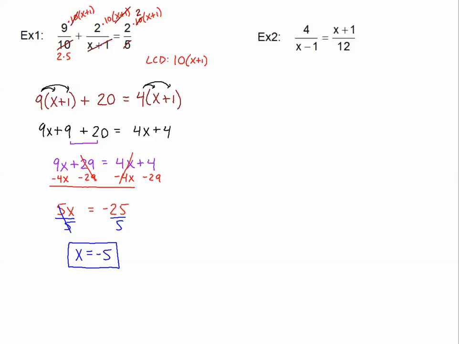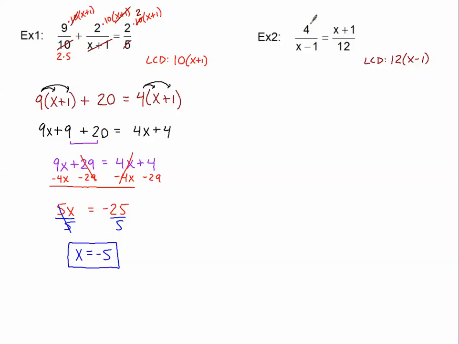Look at example number 2. Again, let's start with finding the LCD. We have a rational equation. Let's look at the LCD. I see an x minus 1, and I see a 12. And that's really all that I need. I'm going to put the number first because that's usually what we do. So I'll have the 12 and the x minus 1.